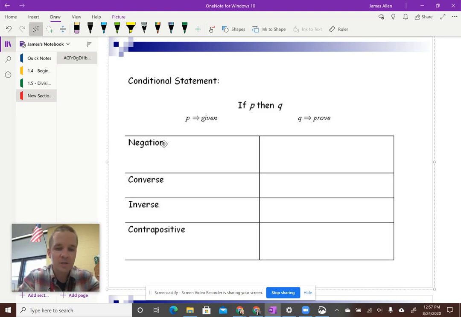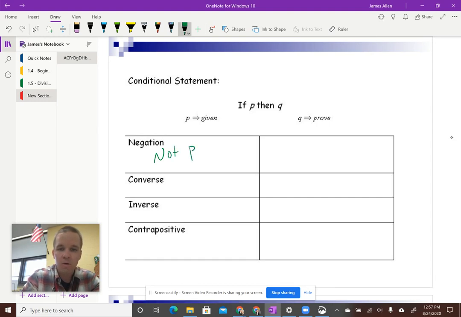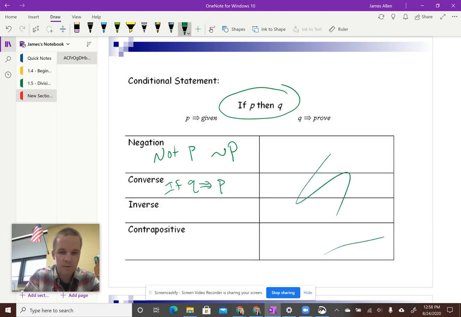Negation is just putting not in front of it, okay? So not P, or you could put a little squiggle, the tilde, right in front of it. That is another way to write a negation. So our initial statement is if P, then Q. Our converse is if Q, then P. We're not going to use this side over here.